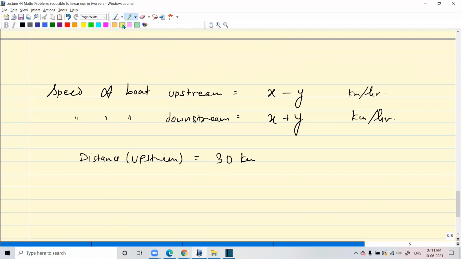So now you try to understand this. You already know while going upstream, the speed of the boat is this much, distance is this much. Can you find out the time or not? What is the time taken? How much time will the boat take to go this much distance?